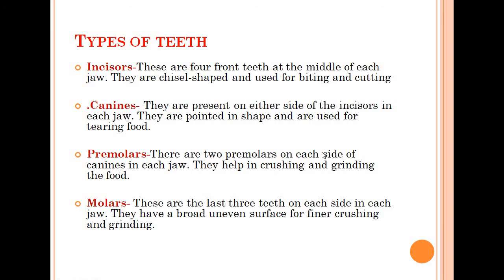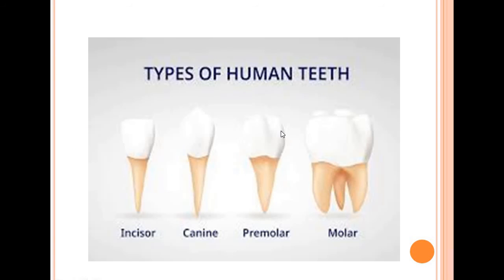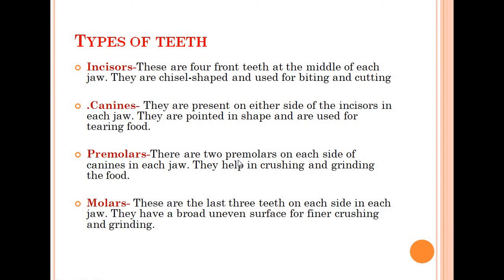Premolars. There are 2 premolars on each side of the canines in each jaw. They help in crushing and grinding the food. So what is the function of the premolars? They help in crushing and grinding the food. And what is the shape of the premolars? They have broader surfaces. Can you see here? There are 2 premolars on each side of the canines in each jaw. Clear? So now we are moving to the last type of teeth, that is the molars.